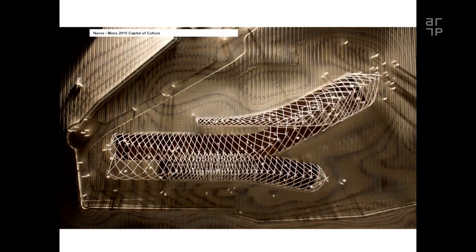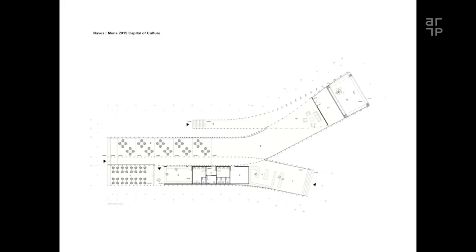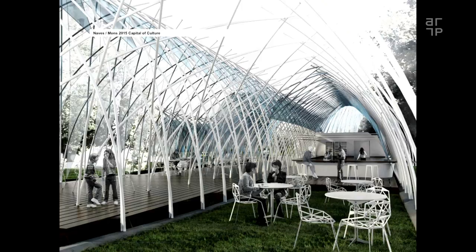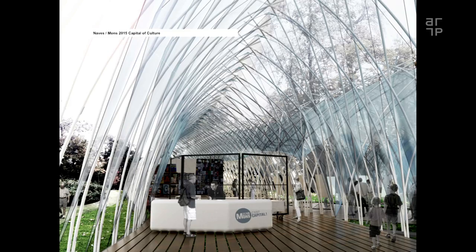So the program was, maybe we see it better on the plan, there's a stage on the top right, a cafe on the top left, an exhibition space, a shop, and we were giving a lot of importance to all of these being one large open space, as maybe we can see here in the images. Where the poles, where the structure hitting the ground, would be actually the main organizational element for the distribution in plan.